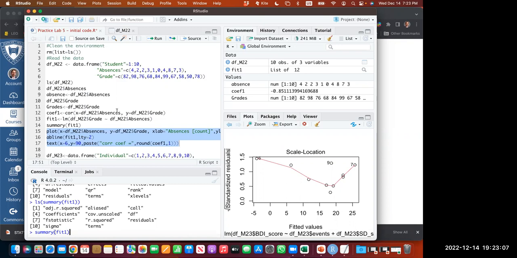And then what do we have to type in? You can do ls(summary(fit1)), which gives you a list of all pieces of information that are contained in summary(fit1). That's just for you. Okay, so I don't have to have that in my thing. That's fine.